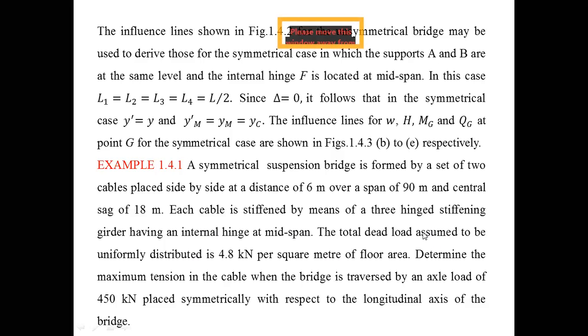The total dead load, assumed to be uniformly distributed, is 4.8 kN per meter square on the floor area. So the dead load is also given. Determine the maximum tension in the cable when the bridge is traversed by an axial load of 450 kN placed symmetrically with respect to the longitudinal axis of the bridge. This is the problem. You can copy the problem. Within 10 to 15 minutes, this problem will be over. Please write the problem and understand it properly.